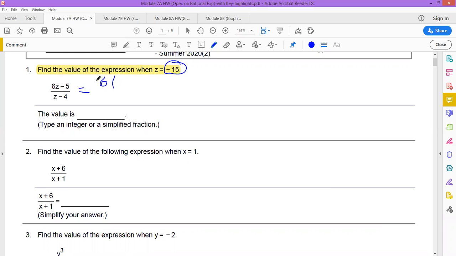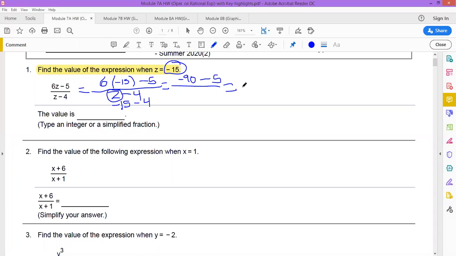We'll have 6, and in parentheses our z is negative 15, minus 5 divided by z minus 4. Now our z minus 4 in the denominator, we still need to replace again the letter z with negative 15. So that'll become negative 15 minus 4. So let's simplify. In our numerator, 6 times negative 15 is negative 90 minus the 5.